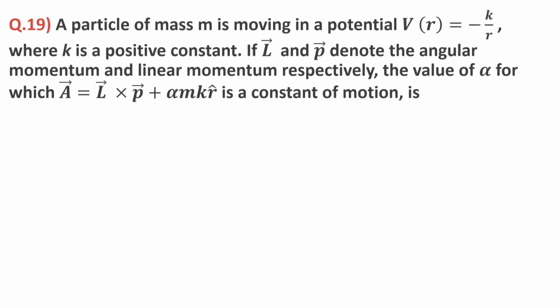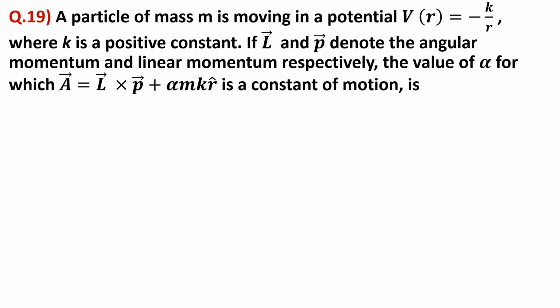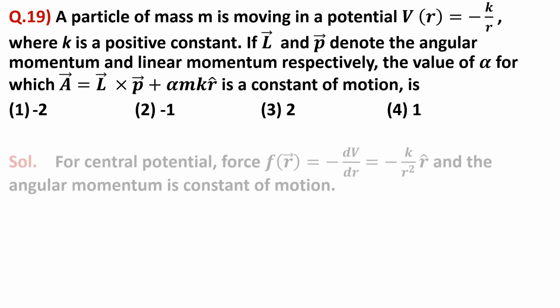Question 19. A particle of mass m is moving in a potential V(r) equals minus k by r, where k is a positive constant. If L vector and P vector denote the angular momentum and linear momentum respectively, the value of alpha for which vector A equals L vector cross P vector plus alpha m k r cap is a constant of motion is: option 1, minus 2; option 2, minus 1; option 3, 2; option 4, 1.